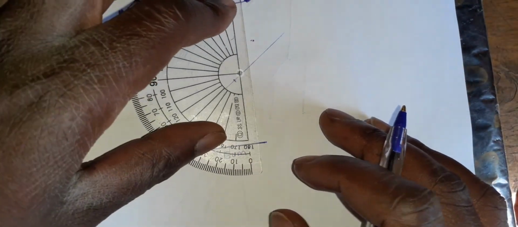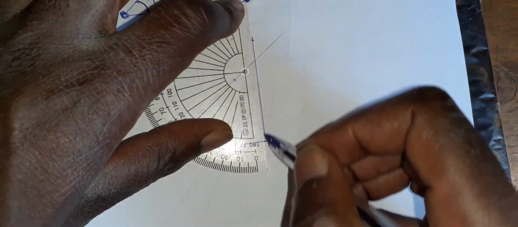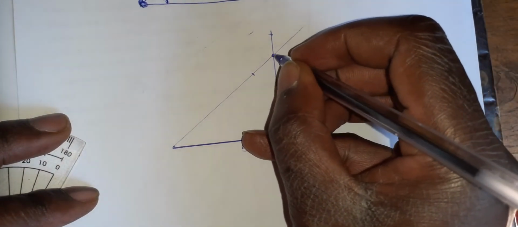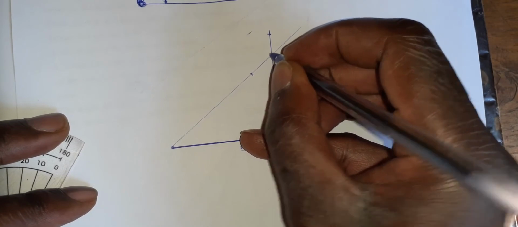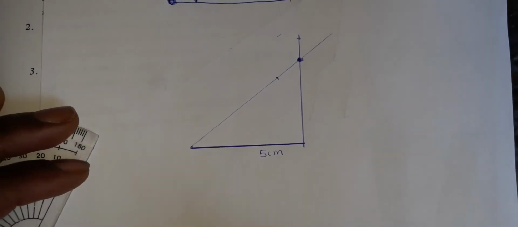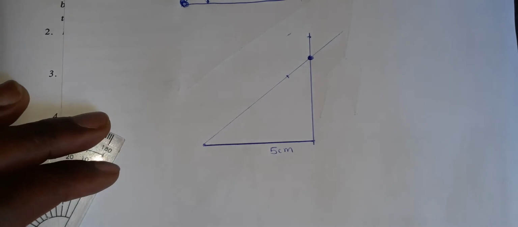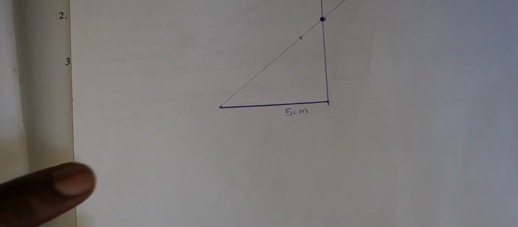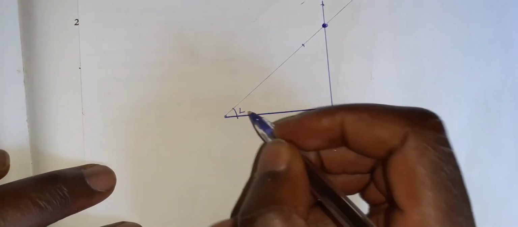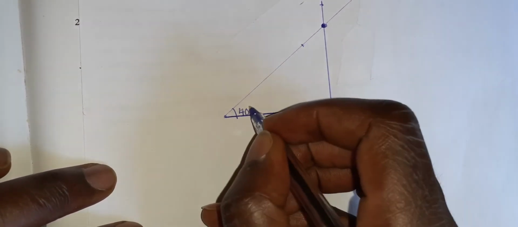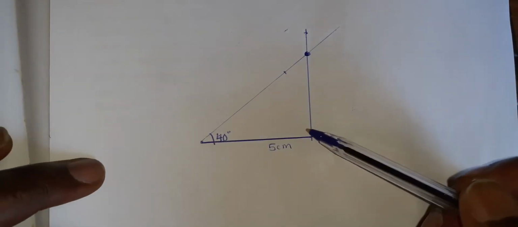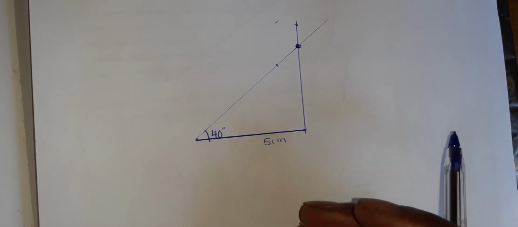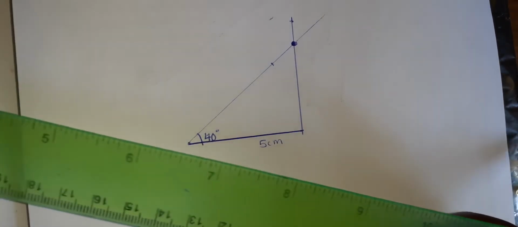So here we'll just join here. Now our interest, the top part, is this one here, where they meet. This is our interest. So what are we going to do now? This is 40 degrees. So now we need to measure this one according to the scale. Now we have to measure this distance.